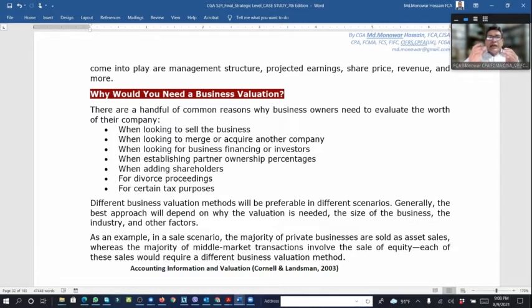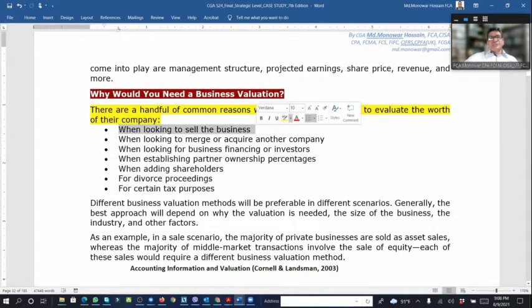So why would we need a business valuation? There are a handful of common reasons. When looking to sell the business, you need to value the business. When looking to merge or acquire another company, then we have to value the organization. When looking for business financing or investors, then you have to value the business.